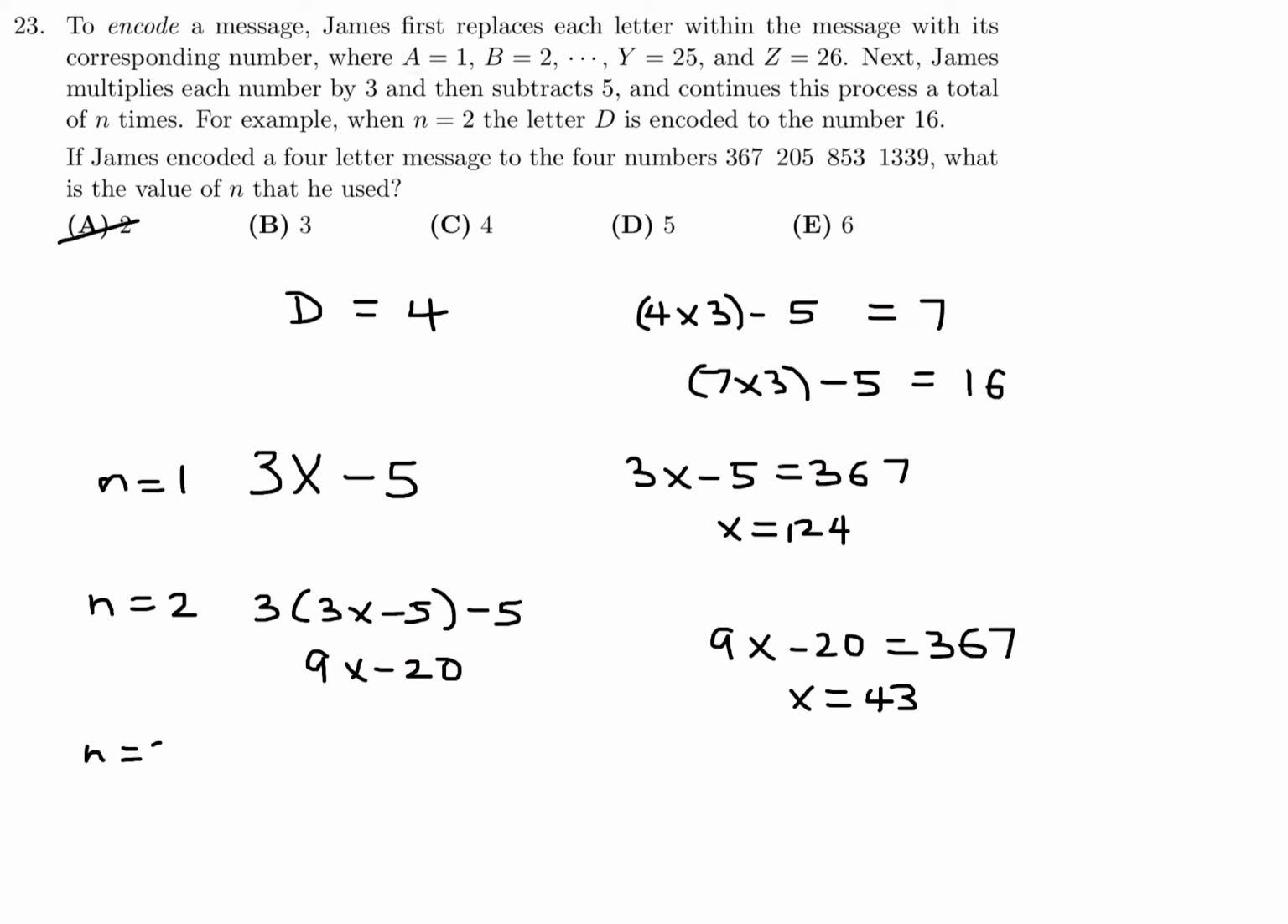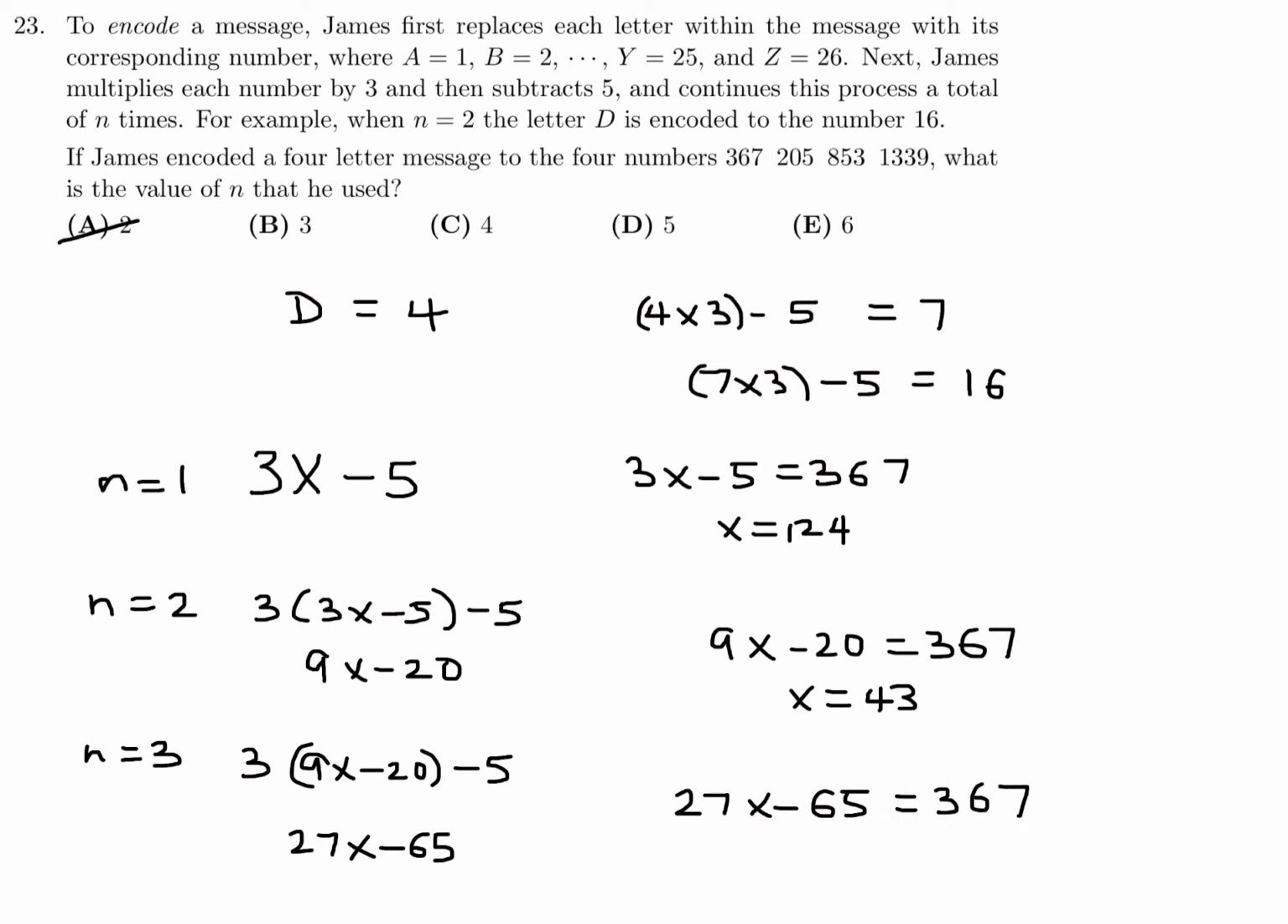How about n equals 3? Same thing, you would take this 9x minus 20, multiply by 3, subtract 5. When you figure that out, it's 27x minus 65. Okay, let's put that to the test. 27x minus 65, can that equal 367? When you solve this, you get x equal to 16. All right, that works. So you think, okay, well, that's the answer.